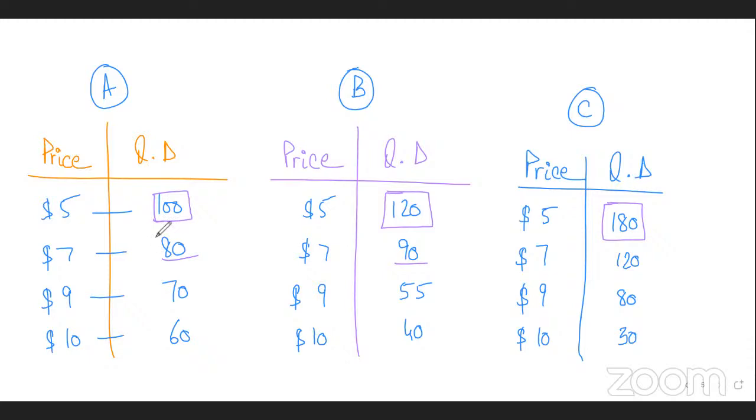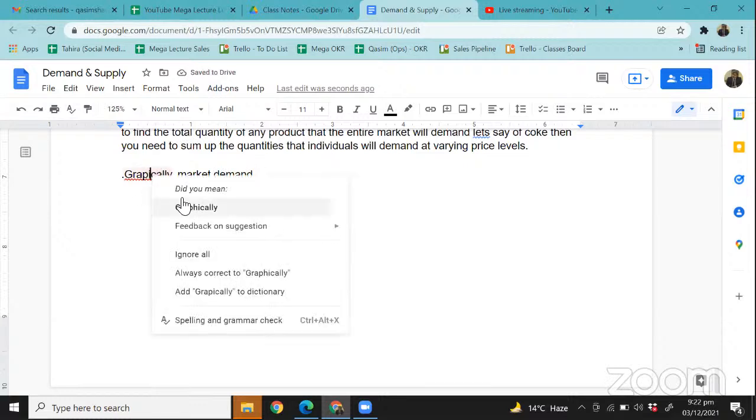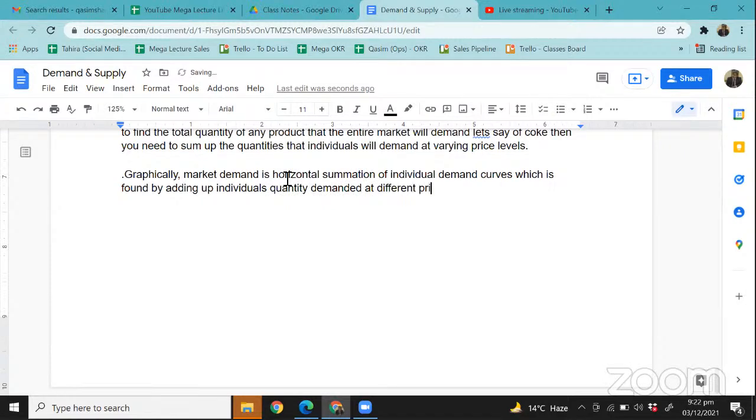Now to write down the definition, graphically. Market demand. Now I'm just writing down what I just explained you through the graph. Graphically, market demand is horizontal summation of individual demand, which is found by adding up individuals' quantity demanded at different price levels. Simple. Any confusion so far?